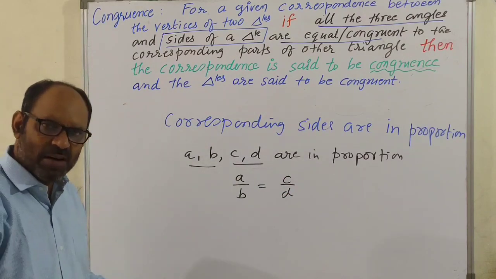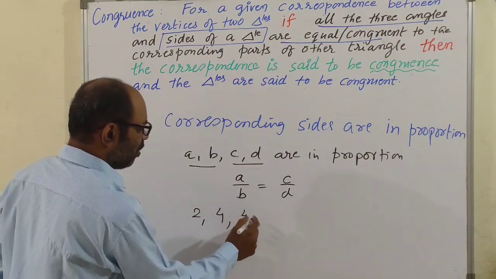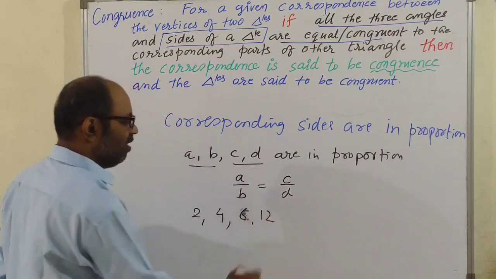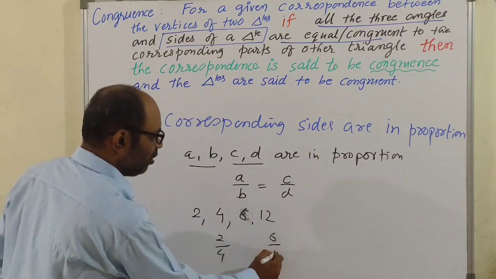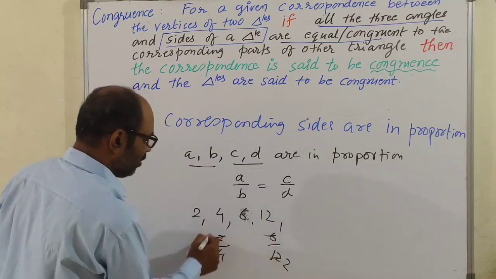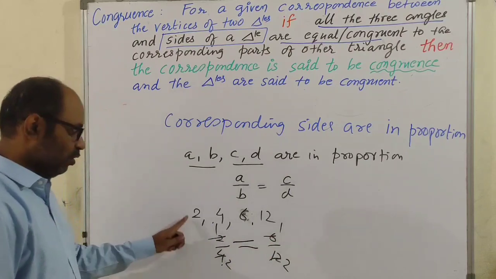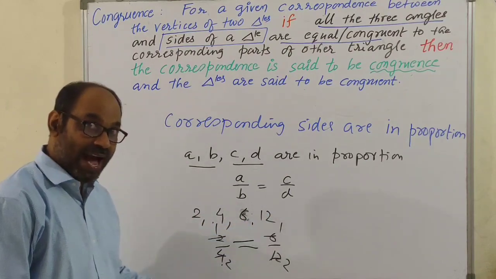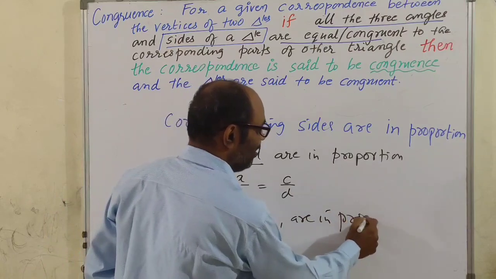Can we have such numbers? Why not? 2, 4, 6 and 12. See, 2 upon 4. And this is 6 upon 12. 6 ones are 6, 6 twos are 12. 2 ones are 2, 2 twos are 4. 1 upon 2, 1 upon 2. So they are equal. So 2, 4, 6 and 12 are in proportion.